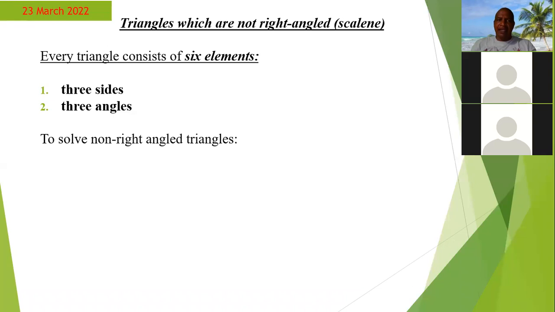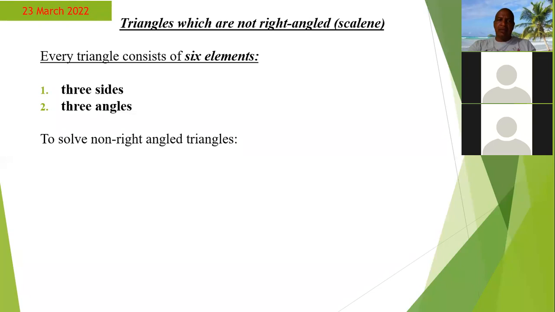So you have 3 sides, you have 3 angles. Generally, if you have 3 elements of the 6, and there may be a combination of ways in which these 3 elements can appear, which we'll look at shortly. But once you have 3 elements of the 6, you should be able to use the 3 given elements to solve the other 3 elements that are not given. And so for every triangle, or in this sense scalene triangles, we will be given 3 elements, right?